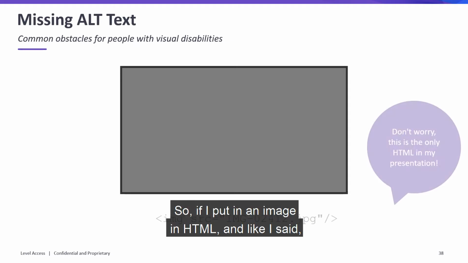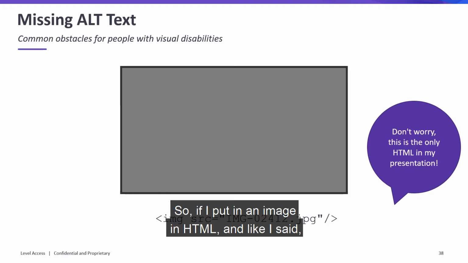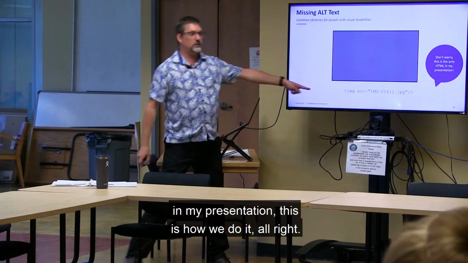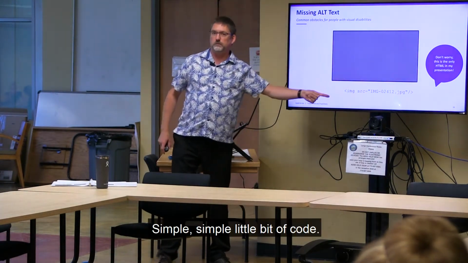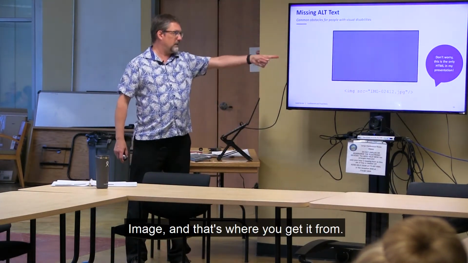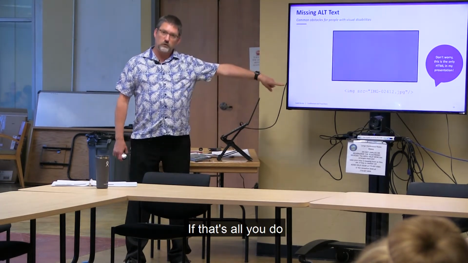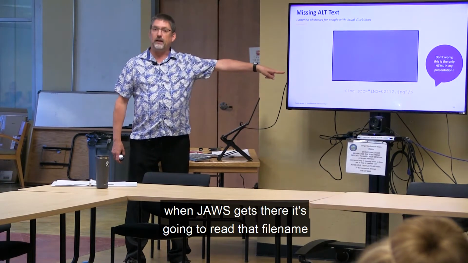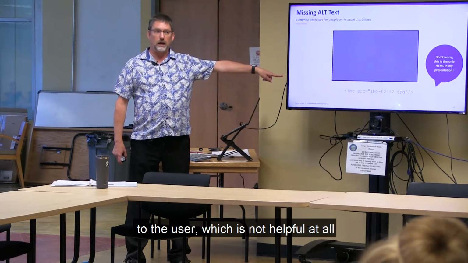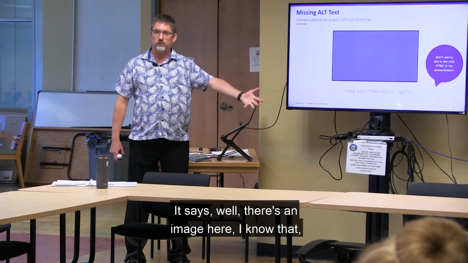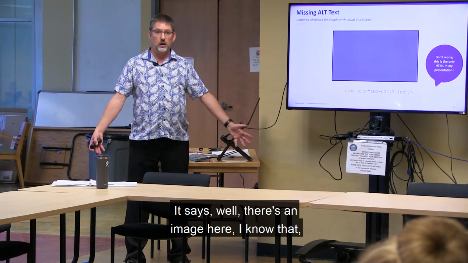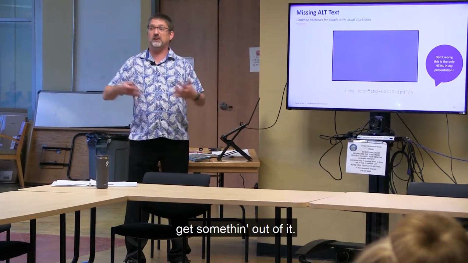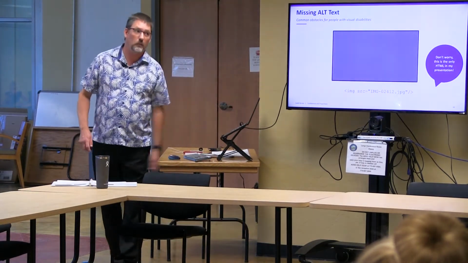So, if I put an image in HTML, and like I said, that's the only HTML that's going to be in my presentation, this is how I do it. Simple little bit of code. Image, and that's where you get it from. If that's all you do, when JAWS gets there, it's going to read that file name to the user, which is not helpful at all, because it doesn't know what else to do. It says, well, there's an image here. I know that, but I don't know what to tell you, so I'm going to read the file name and maybe you'll get something out of it. In this case here, no.